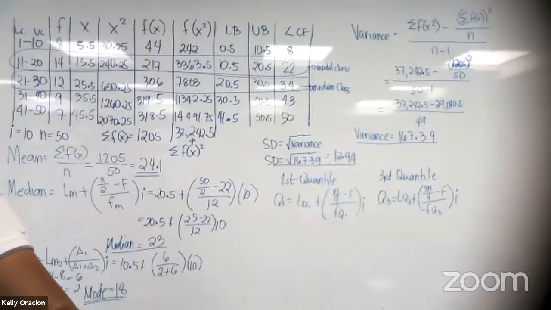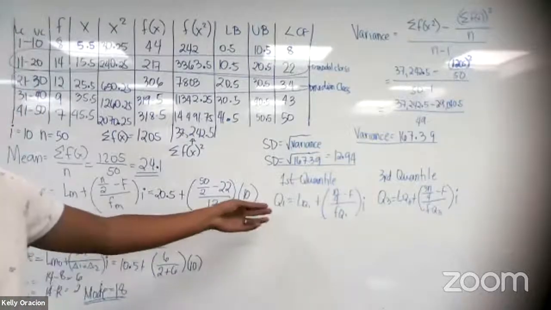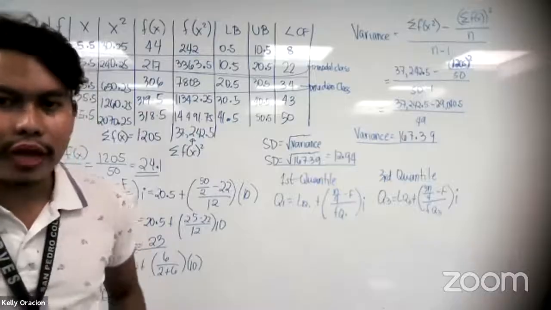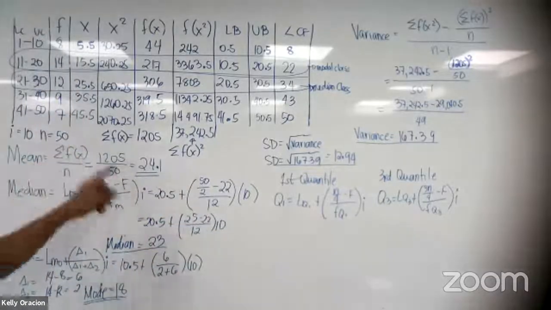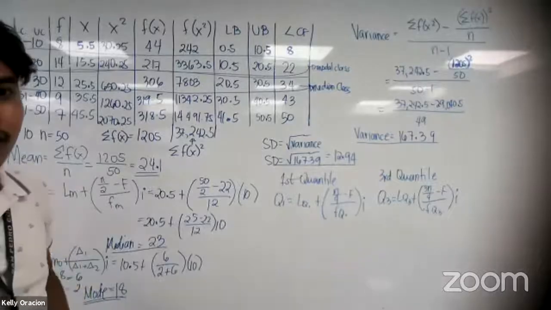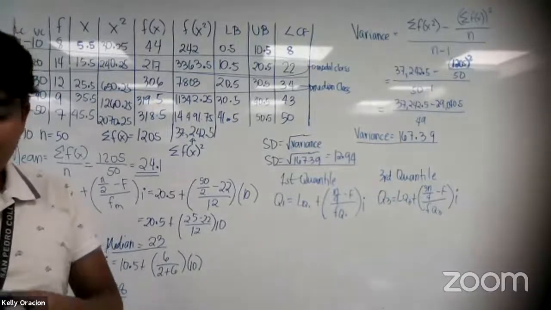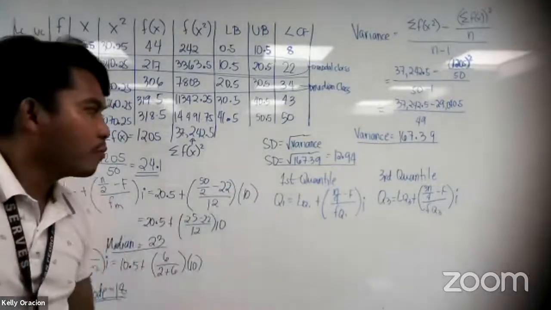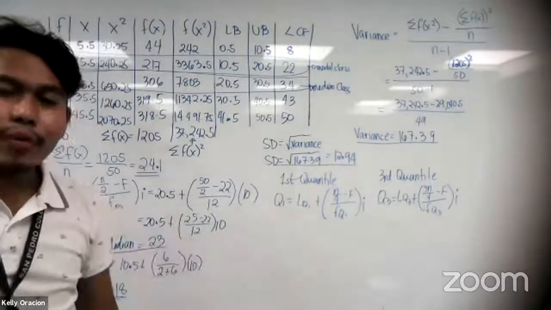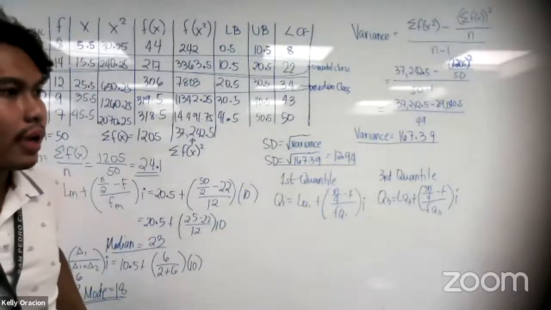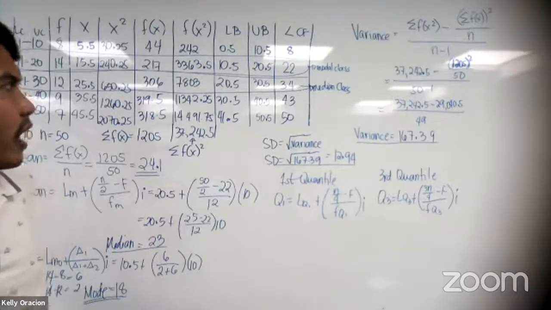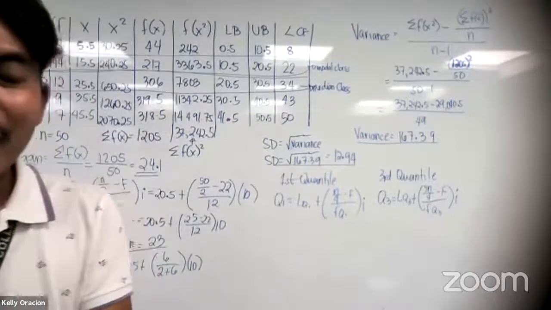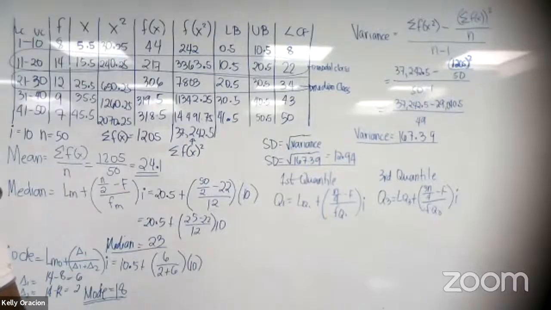Now, to find the basis for our first quartile, our n is 50. Now, 50 divided by 4. You need to divide it by 4. Again, for the first quartile, you divide 50 by 4. 50 divided by 4 is 12.5.